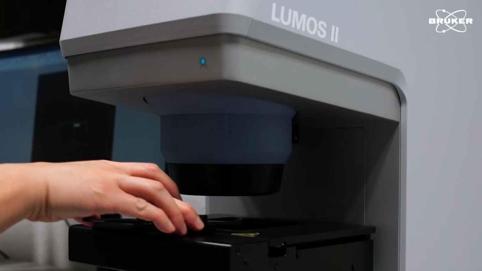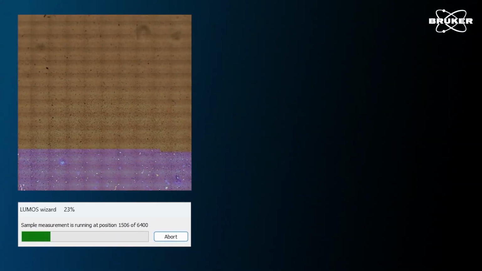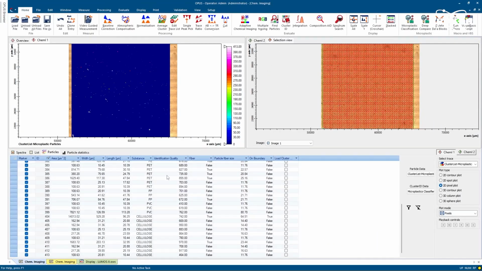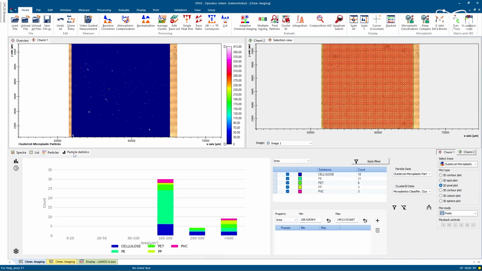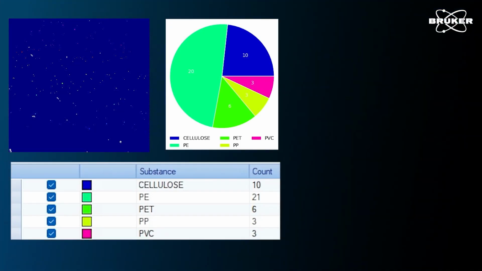Now all that's left to do is put the measurement plate into the LUMOS II and start the automated particle analysis. By using FTIR imaging, we can cover the whole filter and will judge the particle load by chemical rather than unreliable visual contrast. When the measurement has finished, we use the AI-based MPID tool to provide us with a comprehensive interpretation of the acquired data.